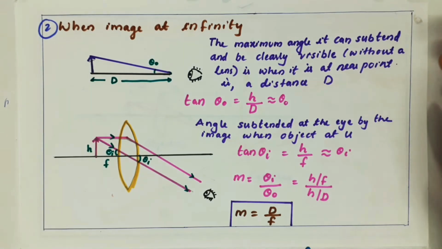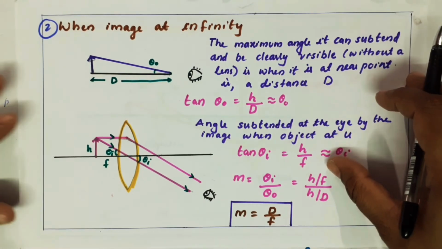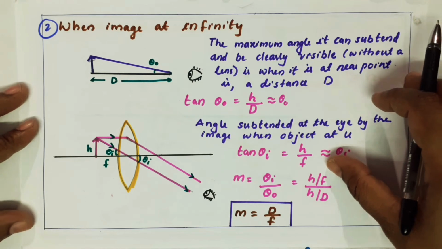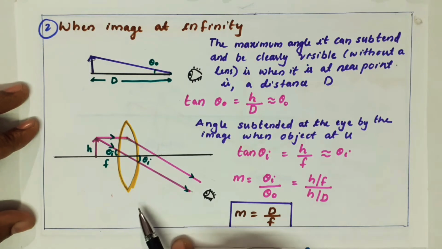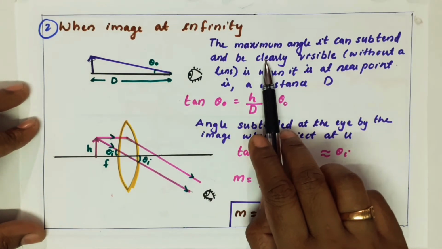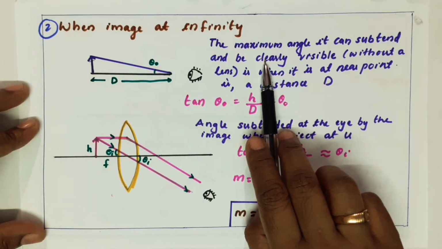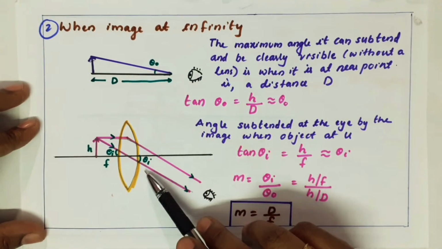The next case is, I am taking the image at infinity. This we take in another way because we cannot use that magnification equation. If the image is at infinity, we use another equation for magnification, called the angular magnification, and we take it with respect to angle, not with respect to distance, because we cannot take the distance over there, right? So I have drawn two diagrams here.